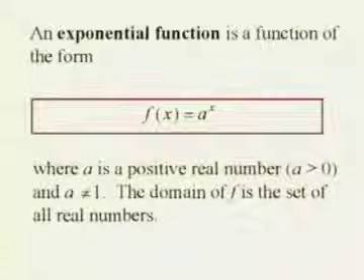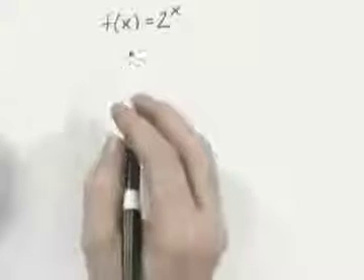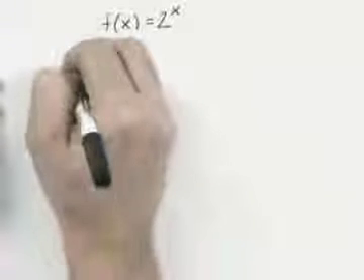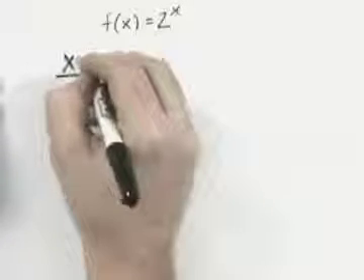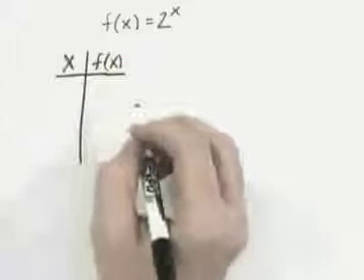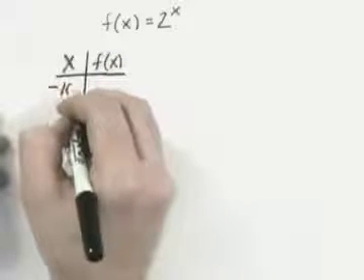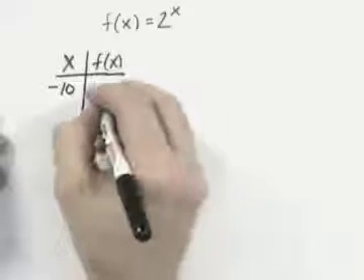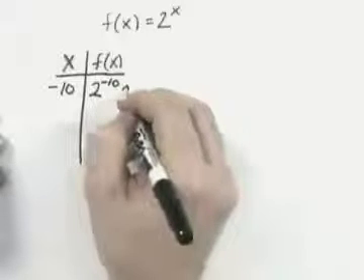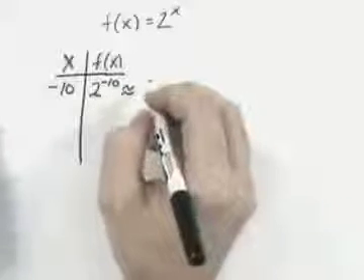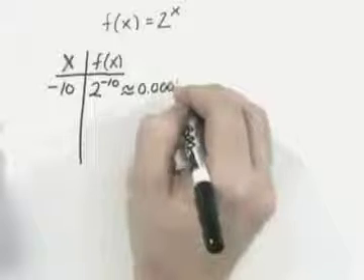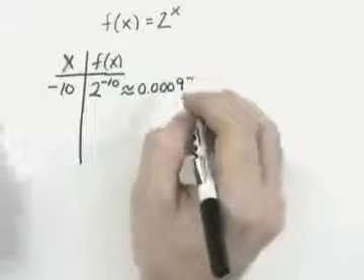So let's look at the graph of a specific exponential function, f of x equals 2 to the x power. The way we're going to obtain this graph is we're going to use our point plotting method. I'm going to pick values of x, and then we're going to evaluate the function at those different values of x. So let's start with small values of x, say -10. Then the value of the function would be 2 to the -10 power. 2 to the -10 power is 1 over 2 to the 10th power, which is about 0.00098. So it's rather tiny.